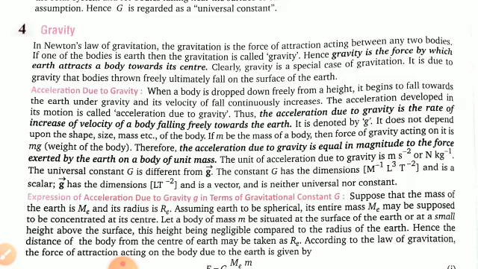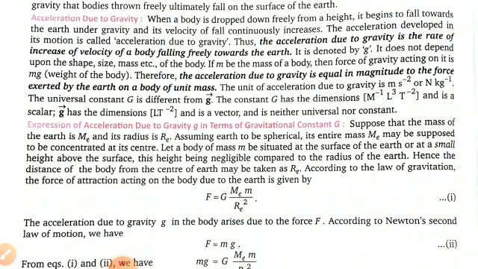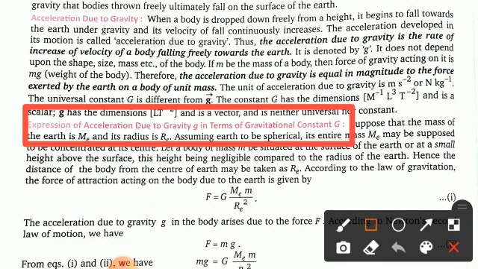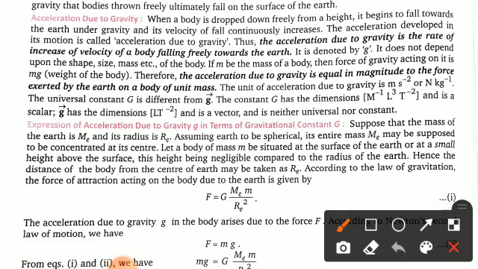Expression of acceleration due to gravity, small g, in terms of the gravitation constant. Now this is an important topic which comes in your examination: how is small g related to capital G? Clear? Suppose that the mass of the earth is Me and the radius of the earth is Re, assuming the earth to be spherical. Here we are considering the earth as spherical, but it is not exactly so, because the earth is of elliptical shape, as you all know.